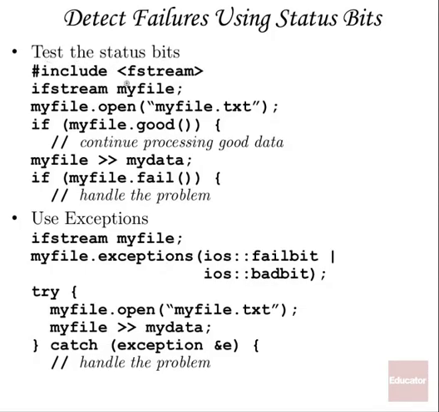We're going to include the fstream include file. We're going to define an input file called myfile, and we're going to open that file. It happens to be called myfile.txt. Now, if it's good, so we're checking that status bit, if it's good, it's good. We can do whatever we need to do to it.